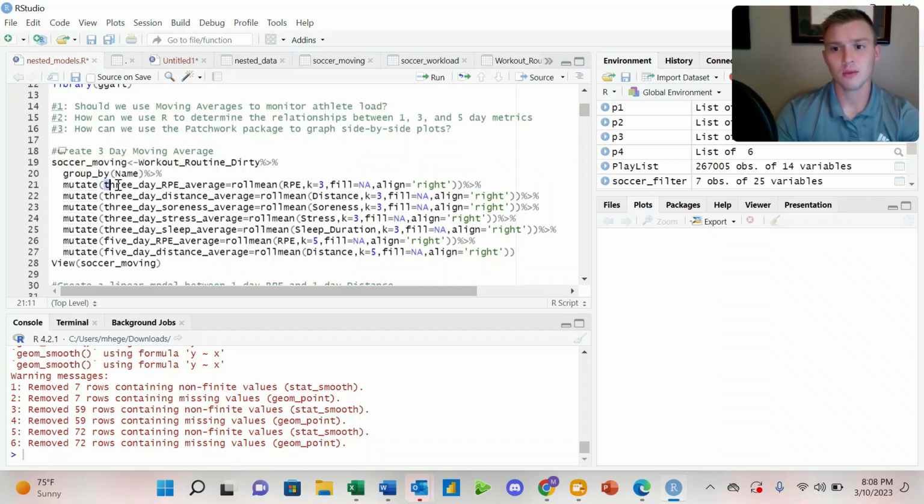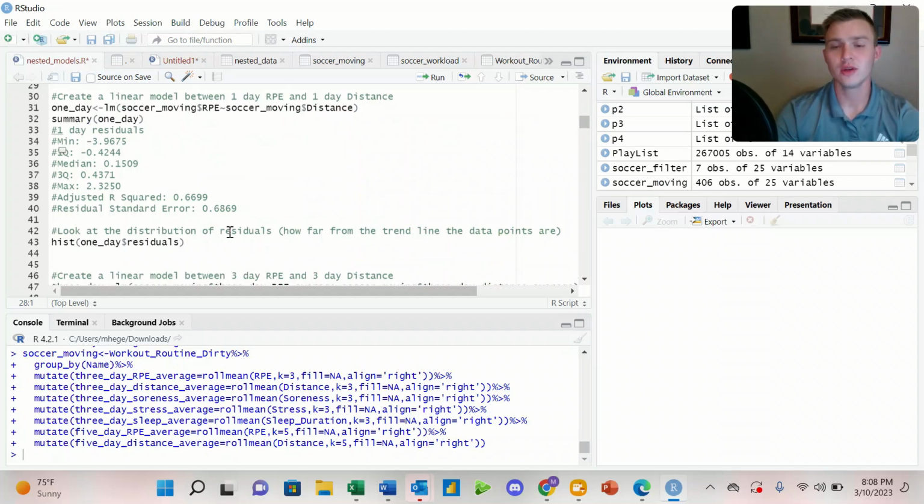We're creating multiple columns, but we're creating a 3-day RPE average. We're using the rollmean function of RPE over a 3-day span, and we're aligning by right, so it's taking the current day and then the previous 2 days. We're doing that for several metrics as well as for the 5-day RPE average and 5-day distance average, where the rollmean is looking at a k equals 5, so 5 days of data.